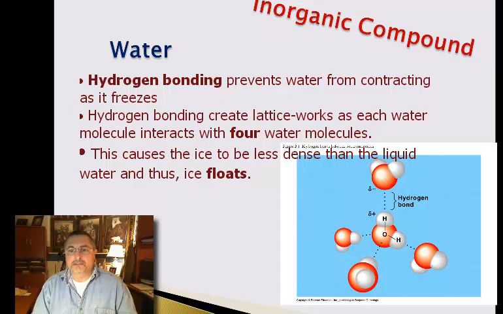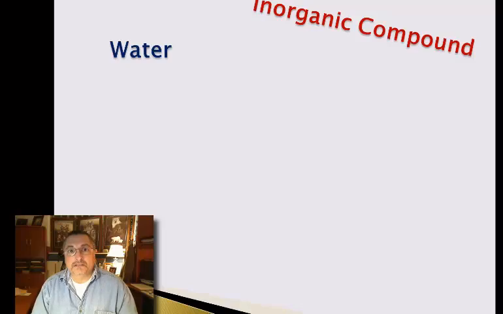The hydrogen bonds create lattice works as each water molecule interacts with 4 other water molecules. This causes the ice to be less dense than the liquid water, and thus ice floats. A neat concept to think about. It's hydrogen bonds that allow you to have ice that floats.